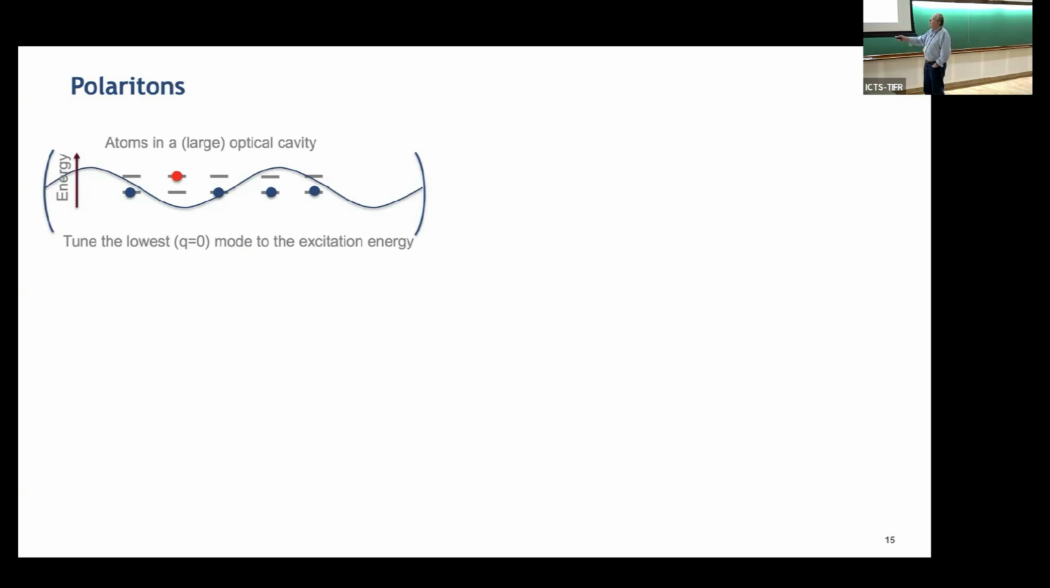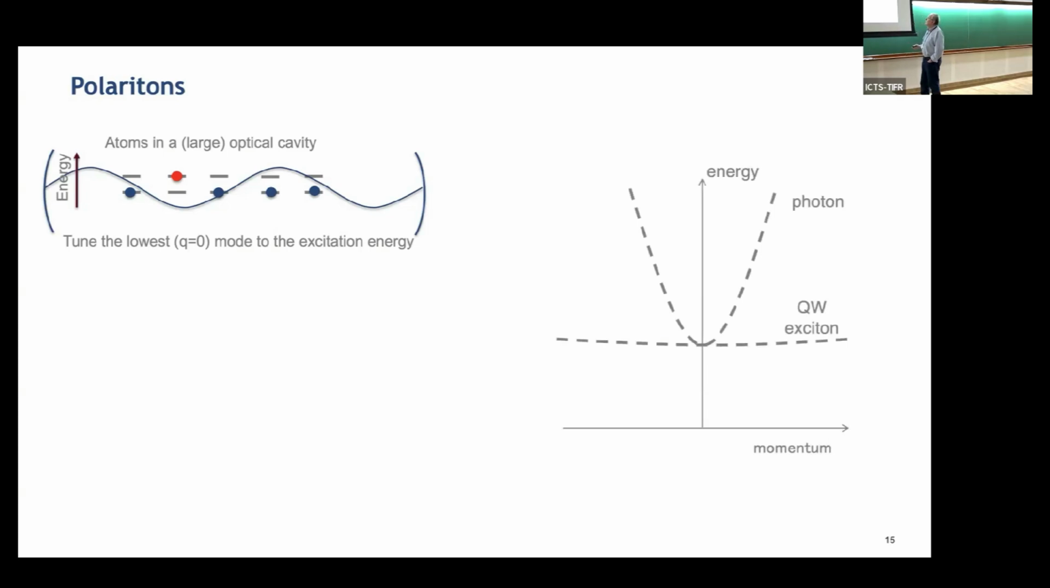You put this system in a box with mirrors, and you choose excitons that are optically active so that the excitons can exchange energy with some photon mode. And you also try and tune the mode in the cavity to be pretty close to the energy of the excitons and let them hybridize. So what does the spectrum look like?